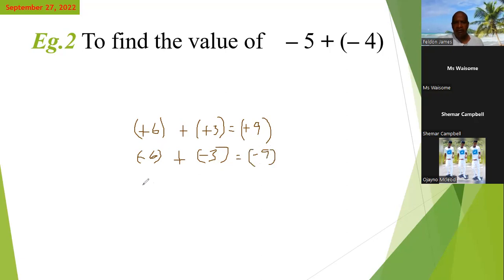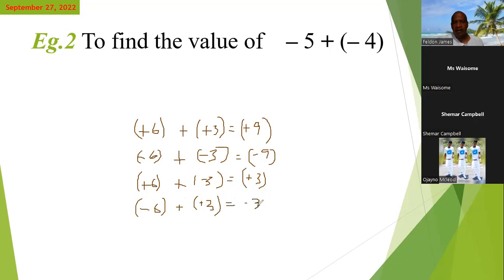And let's say now we have +6, and we are adding +6 to -3. What is our answer going to be now? +3. Suppose we now have -6 and we have +3. What is the answer? -3. The answer now becomes -3.